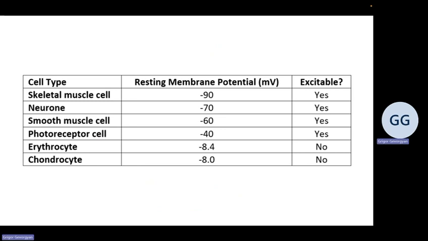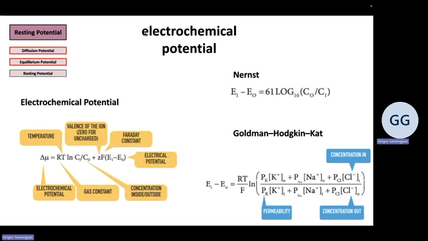Okay, so as I said, the resting membrane potential is not a steady value for different tissues. It is not one standardized value for the tissues. Your skeletal muscles, neurons, smooth muscle cells, and others have different values of resting membrane potential. Now, how do we count this resting membrane potential? We need to count something called electrochemical potential. Electrochemical potential is basically where the ion wants to go according to the concentration difference and the charge difference.